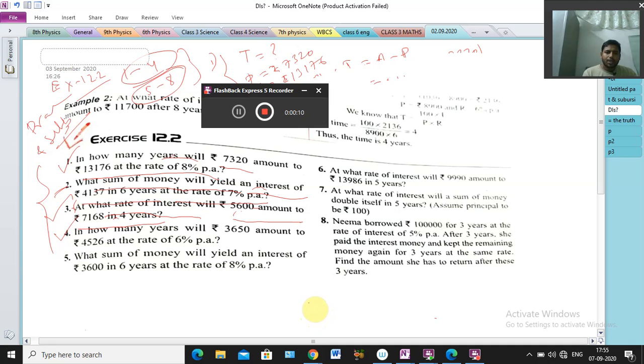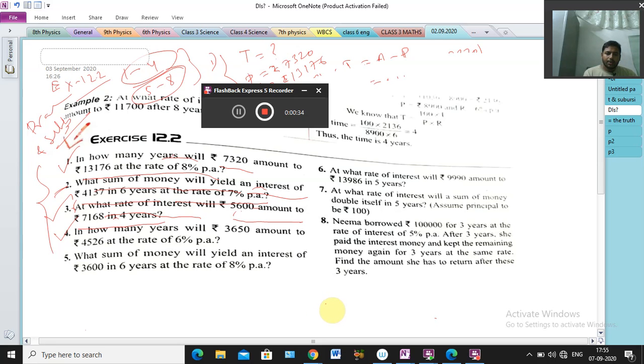So now I will discuss the remaining problems of simple interest from exercise 12.2. Okay, so you should get your copies ready. Easy questions are there, so you can try at first. With the help of two formulas, basically you will solve all the problems.